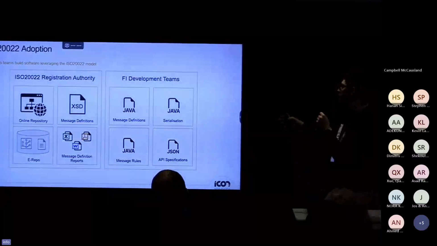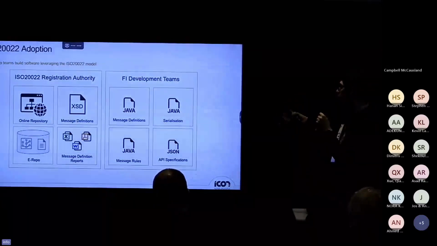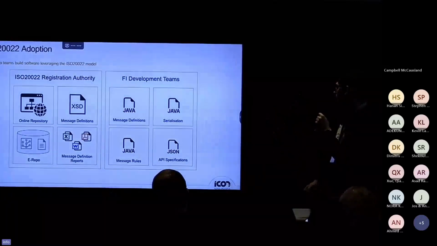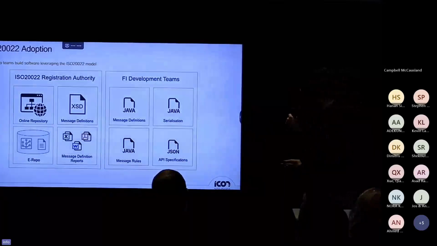And so you would maybe create Java representations of the message definitions. You would need to manually implement the rules which have been defined in the reports, and you have to consider things like serialization and all of that stuff as well, if you want to use them for API specs.